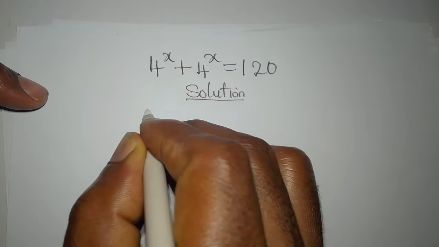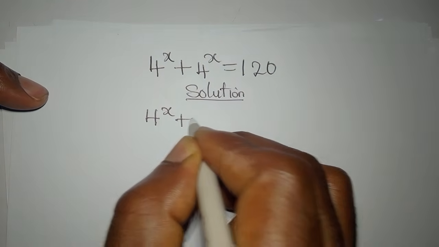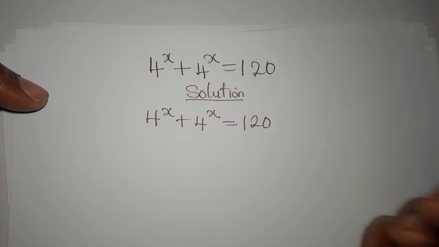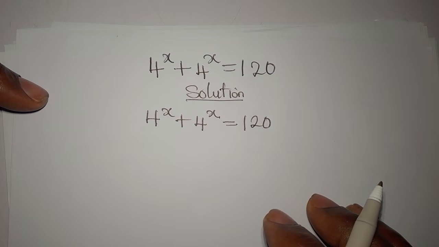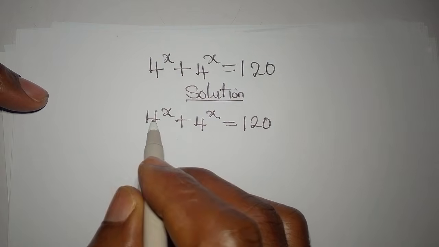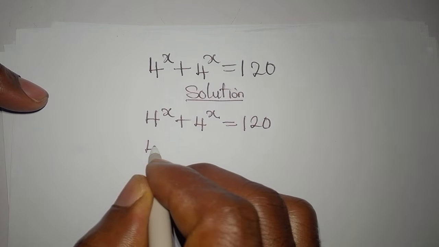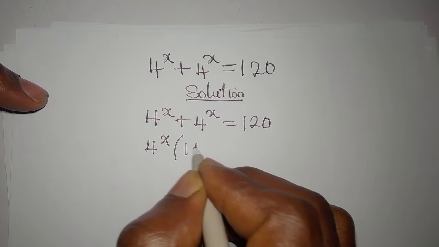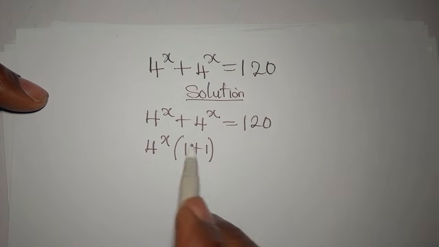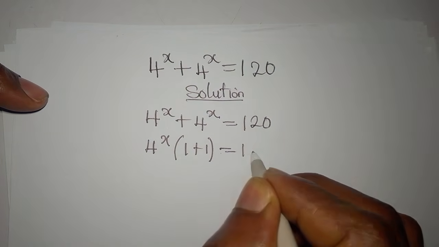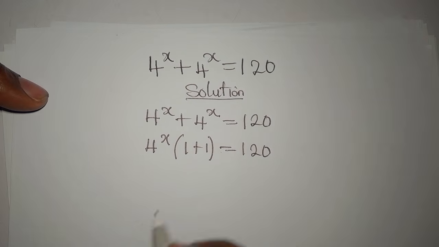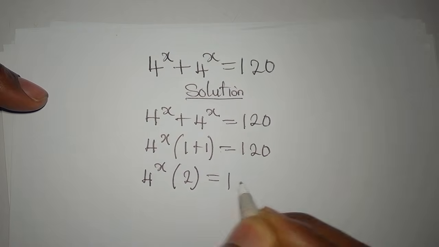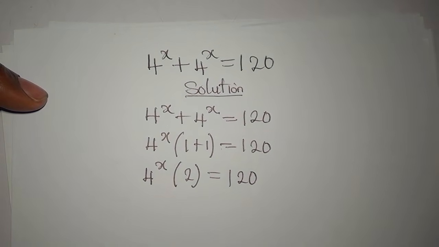Okay, let's solve this. 4 to the power of x plus 4 to the power of x equals 120. Now if you add these two, you're going to have 4 to the power of x into 1 plus 1. What we have done is factorization. So this is equal to 120. So that's 4 to the power of x into 2 will be equal to 120.